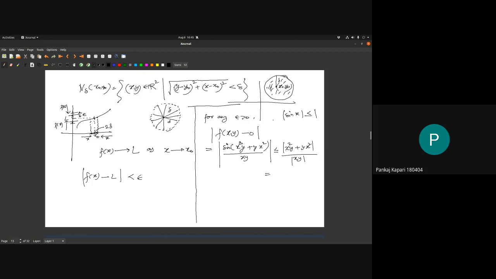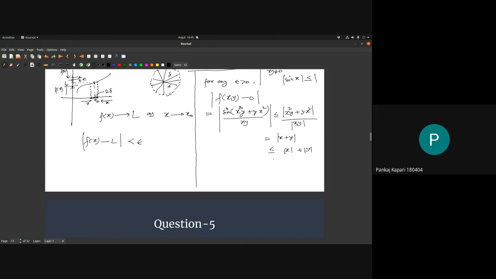Now, we will just assume that the product xy is non-zero. So you can cancel xy by taking it common, and you will just remain with mod of x plus y. This is again less than or equal to mod x plus mod y, which is just the triangle inequality. Now we can see that this is always less than or equal to root 2 times the square root of x square plus y square.